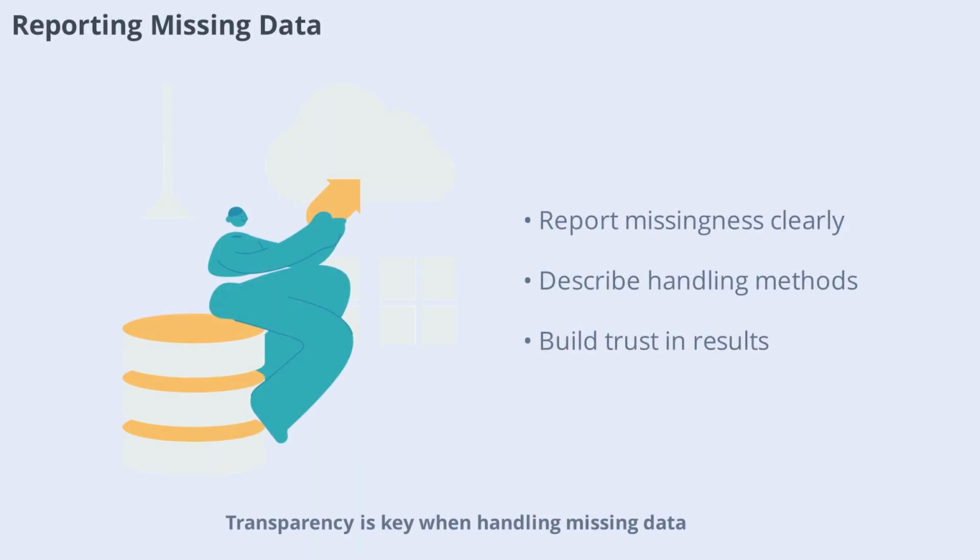Transparency is key when handling missing data. Always report the amount and pattern of missingness in your dataset, as well as the methods you use to address it. Clear reporting helps others understand the limitations of your analysis and builds trust in your results. Include details in your documentation or research papers for full transparency.